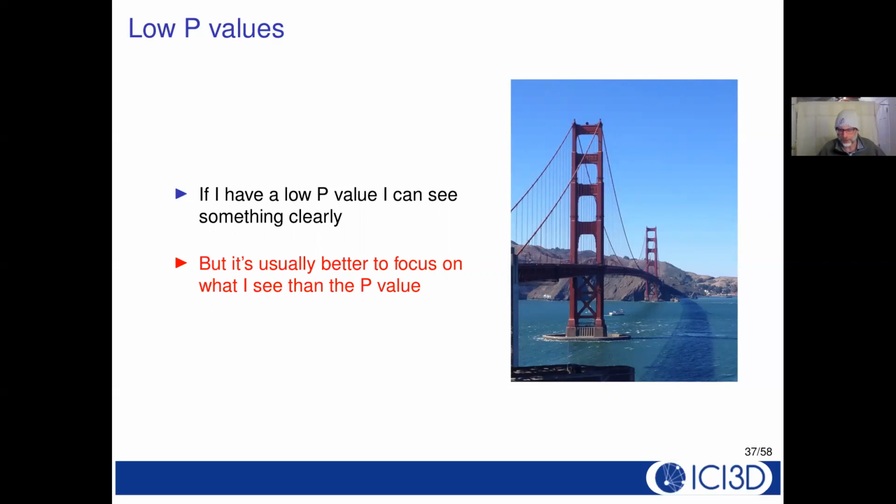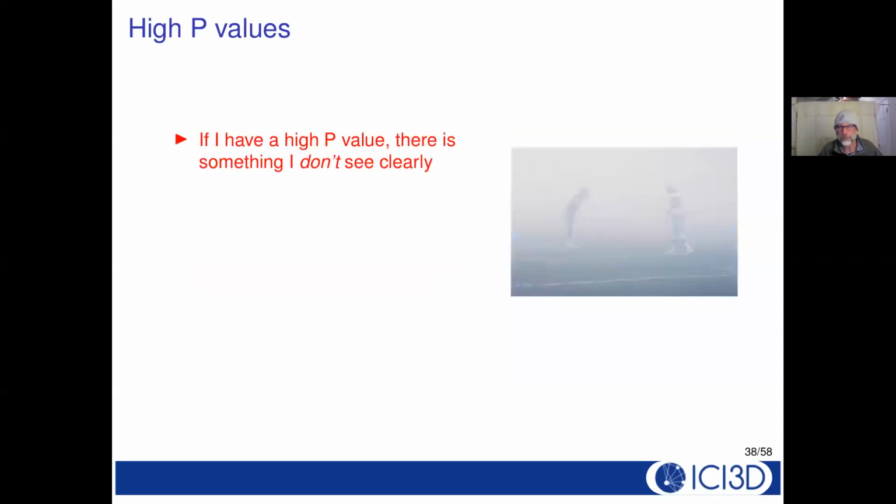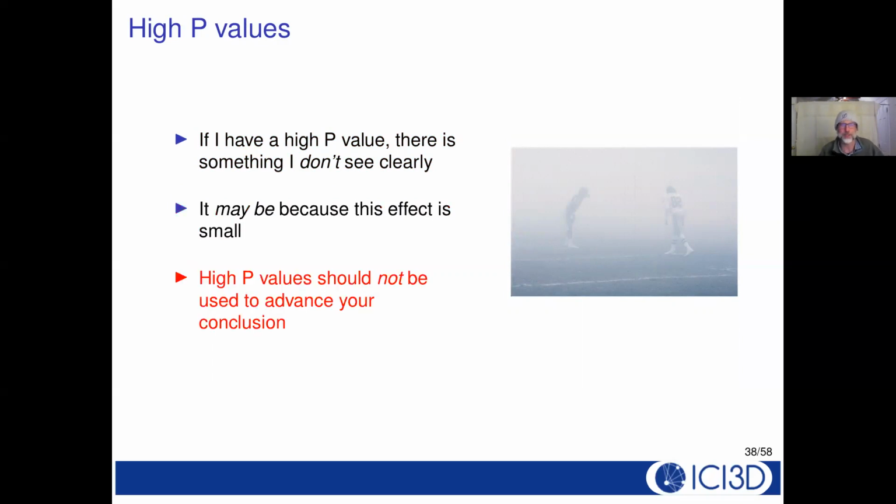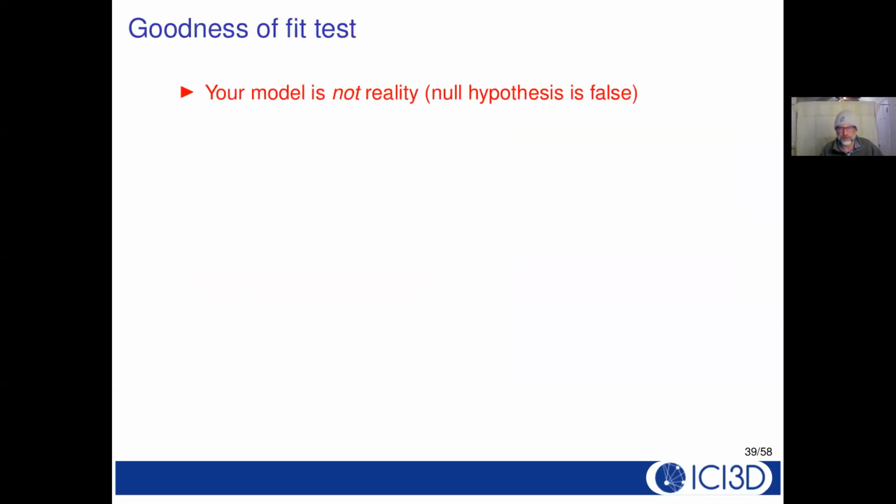We attach a certain level of magic to p-values in our scientific culture. But you should never base a conclusion on a high p-value. Literally never. If I have a high p-value, there's something I don't see clearly. It may be because the effect is small, but the high p-value should not be used to advance your conclusion. There will be a better piece of evidence to advance your conclusion.